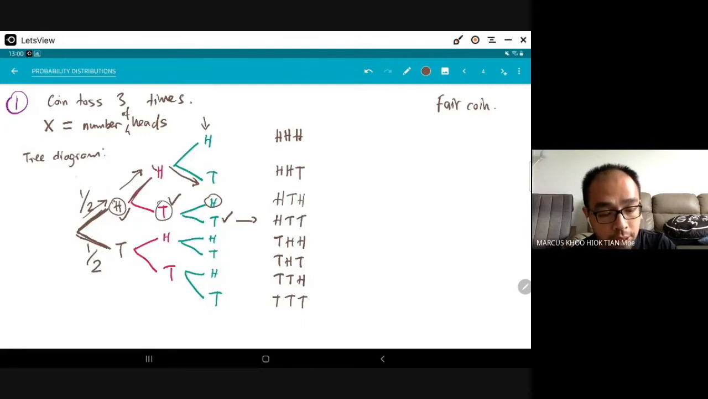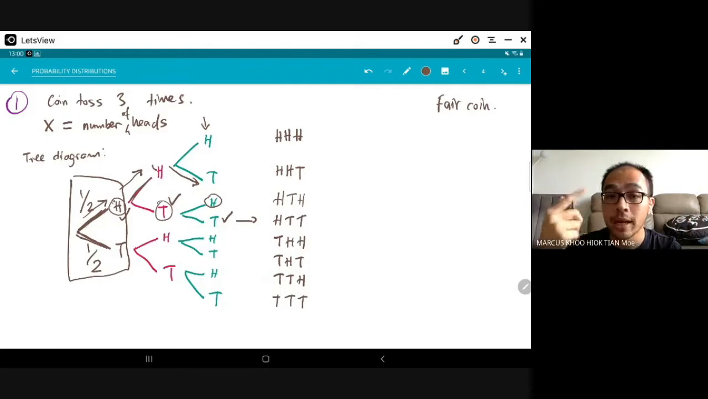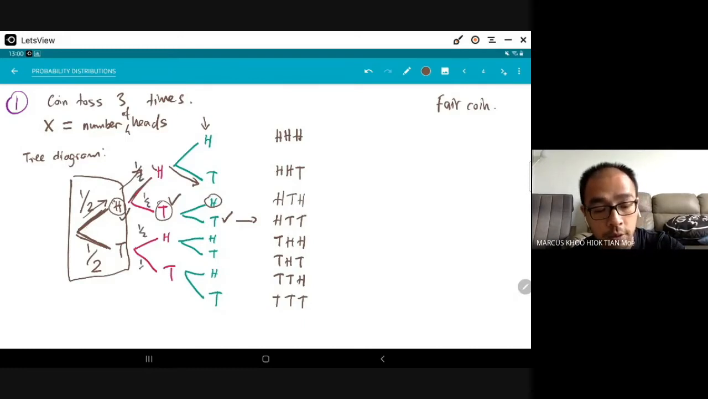Because in each set, in every outcome, the total probability must be 1. The total probability must be 1. So likewise, all of these are also 1/2, 1/2, 1/2, because it is the same coin. We are not using different shilling coins. Okay? So, now let's consider this.